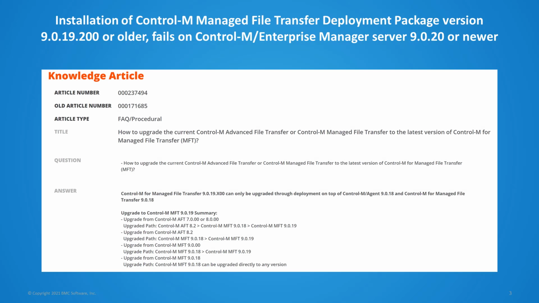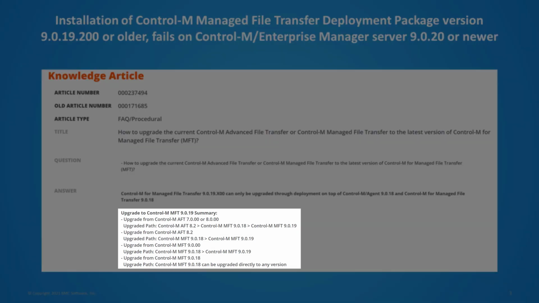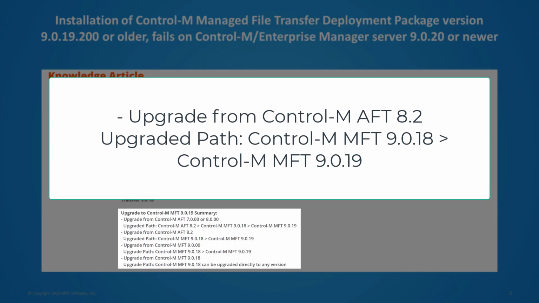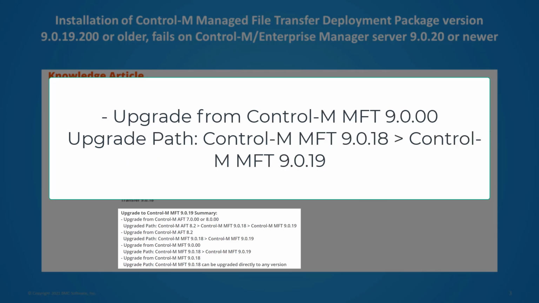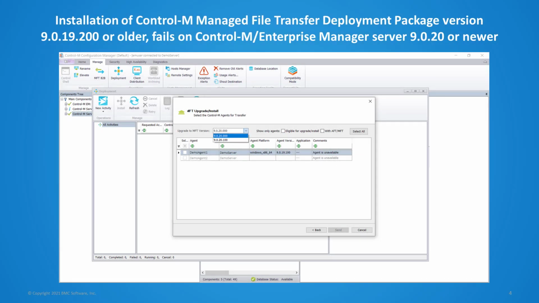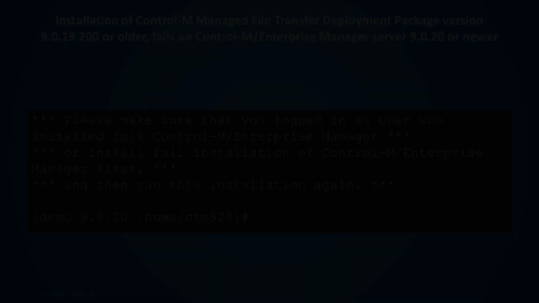Because it is not possible to upgrade from any version of Advanced File Transfer, or from the 9.0.0.0 version of Managed File Transfer directly to version 9.0.20, you must install an intermediate version, 9.0.18 or 9.0.19, of MFT on the agent before upgrading to version 9.0.20. For this, it is necessary to install on Control-M Enterprise Manager the MFT deployment package for the required intermediate version, so that the latest version of the product can be deployed to the agent.